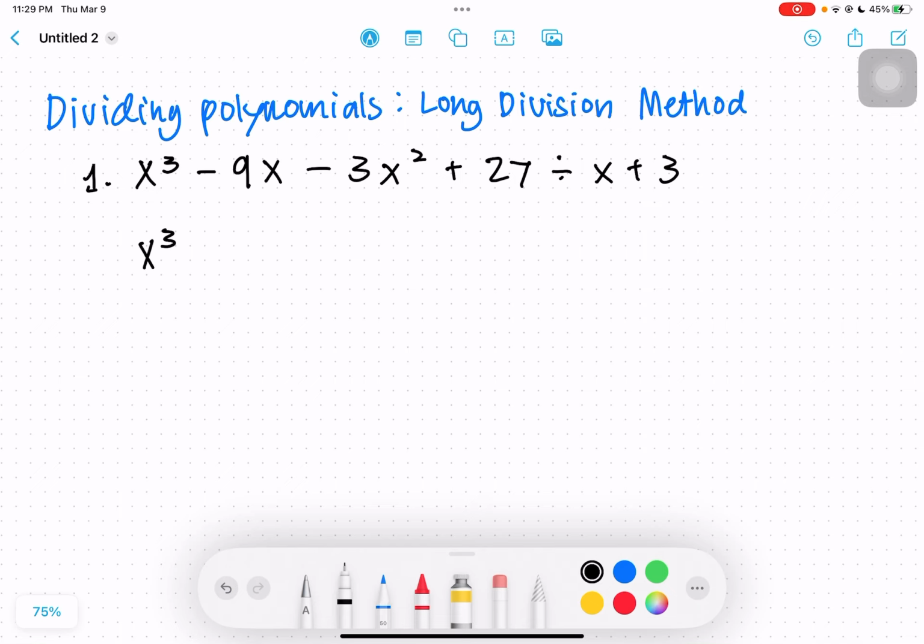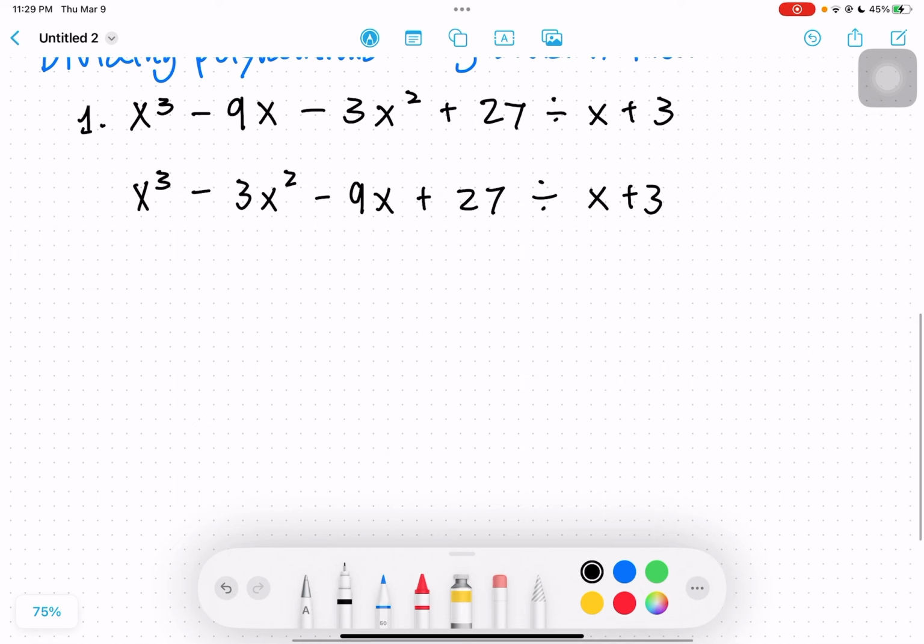And then next is negative 3x squared, and then next is 9x, because it's like 3, 2, and then 1. And then after that, that's where you put the 27 right there, divided by x plus 3. Okay, now we can solve.